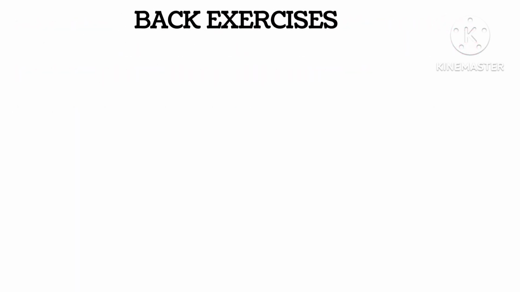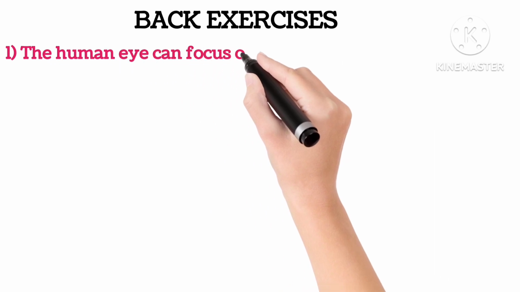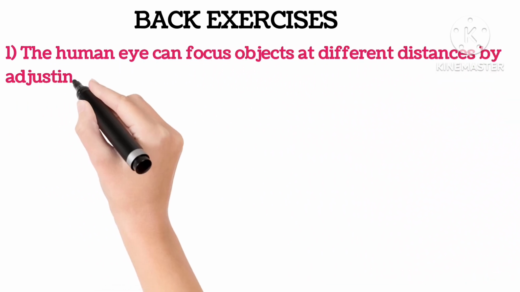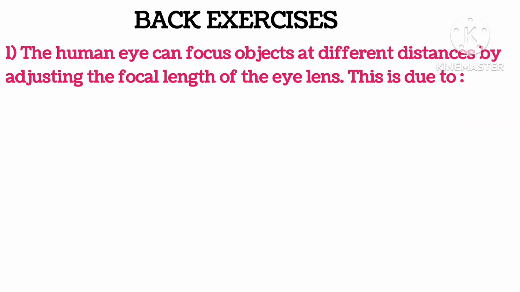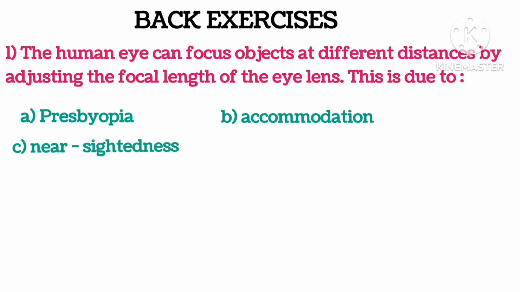Back exercises. The human eye can focus objects at different distances by adjusting the focal length of the eye lens. This is due to A. Presbyopia, B. Accommodation, C. Nearsightedness, and D. Farsightedness. The correct option is B. Accommodation.